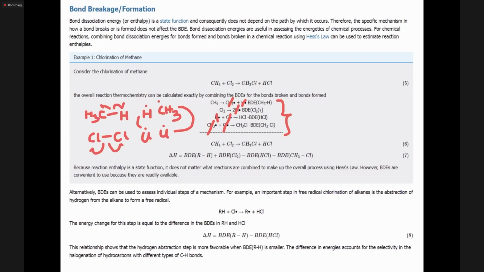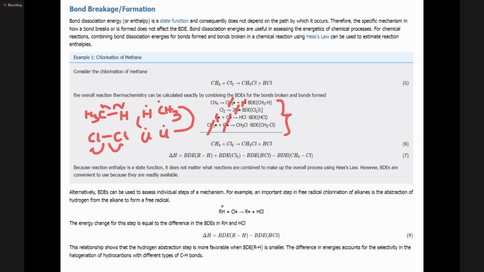So that's why the reaction enthalpy is a state function, so it does not matter what reactions are combined to make up the overall process. So using Hess's law. However, BDEs are convenient to use because they are very readily available. Now, alternatively, these BDEs can be used to assess individual steps of a mechanism too. So, for example, if we take up a very interesting step of free radical chlorination of alkane, alkane means RH.